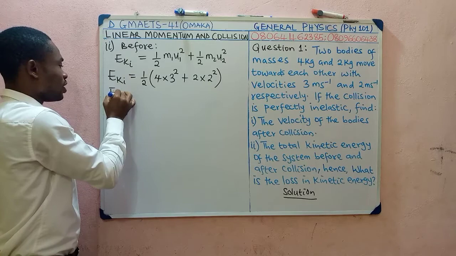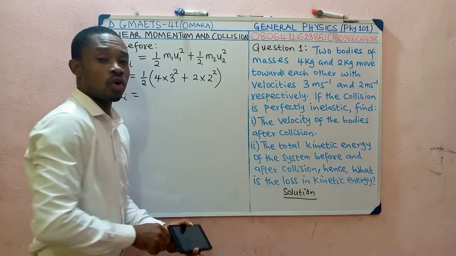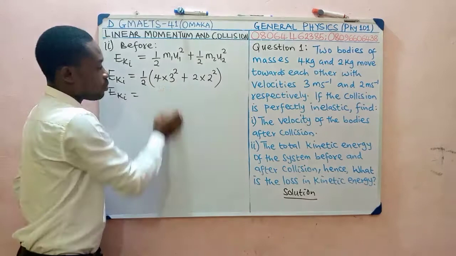Summing this, let's see what we're going to get. 3 squared will give us 9. 9 times 4 is 36. Coming over here, 2 squared is 4. 4 times 2 is 8. So we're going to have 36 plus 8, and 36 plus 8 is going to give us 44.